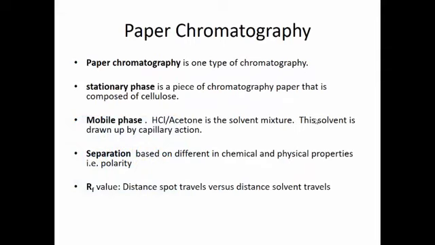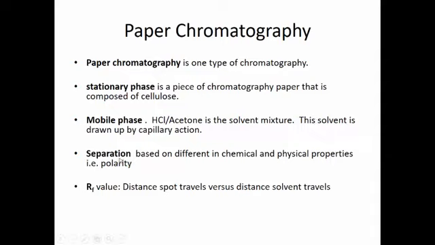So paper chromatography is again one type. The stationary phase we already talked about is a piece of chromatography paper that's made of cellulose. That's important because that cellulose is going to help us to determine which compounds would adhere better to the chromatography paper than others. And then our mobile phase for this paper chromatography experiment is a hydrochloric acid and acetone mixture. It's this mobile phase that's drawn up the chromatography paper by capillary action. So when you have a compound that's spotted on the paper, when the solvent passes over the compound, it's going to drag that compound up with it. And I'm going to show you that shortly.